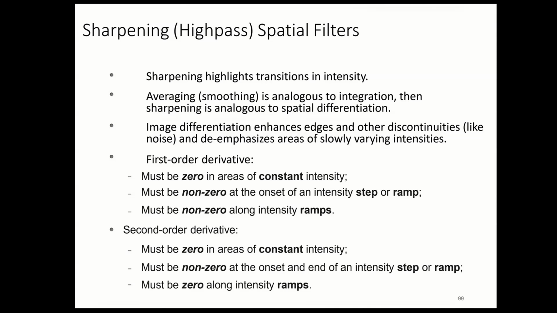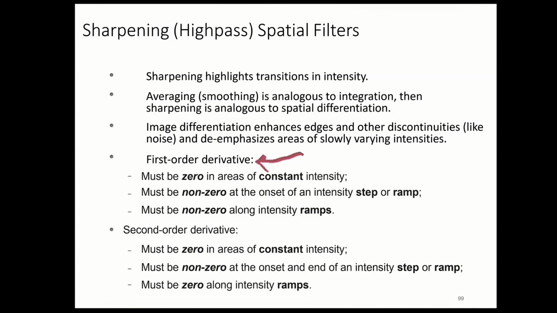As I mentioned, smoothing is analogous to integration, and sharpening is equivalent to differentiation. What is integration in discrete form? It's addition, which we did in averaging. What is differentiation in discrete form? It's a difference. We'll discuss this again. Image differentiation enhances edges and discontinuities like noise, and de-emphasizes areas of slowly varying intensity. Where the intensity varies slowly, like smooth areas, it will not change, but where there's some transition, it will change. Now let's discuss the first order derivative.